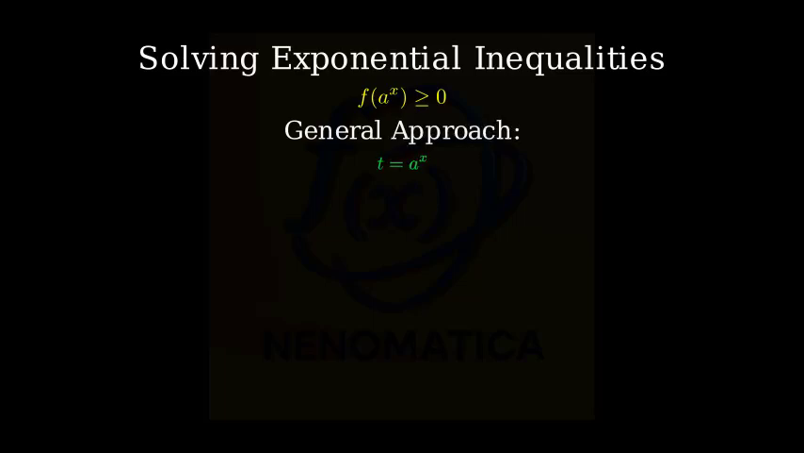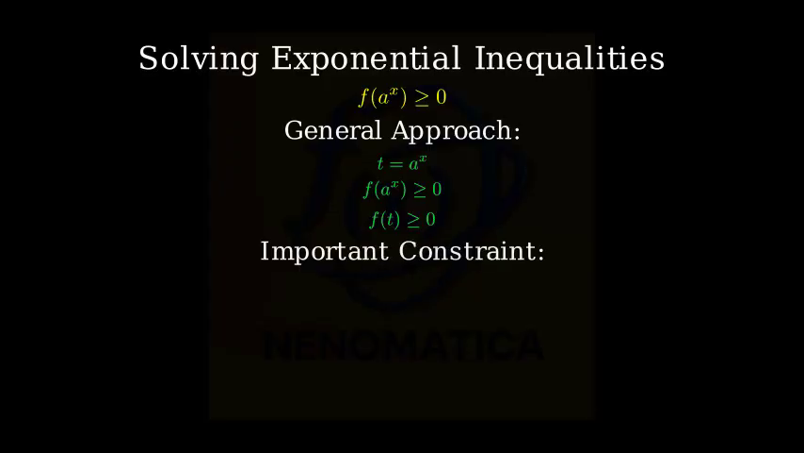We'll substitute t equals a to the power x, which transforms our exponential inequality into a simpler form. This transforms our original inequality from f of a to the power x is greater than or equal to 0 to f of t is greater than or equal to 0. This is much easier to solve since we've eliminated the complicated exponential. However, there's an important constraint we need to consider.